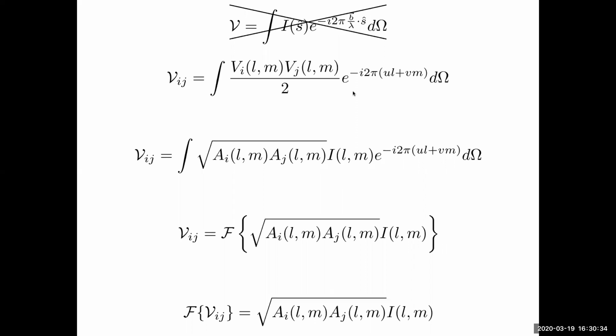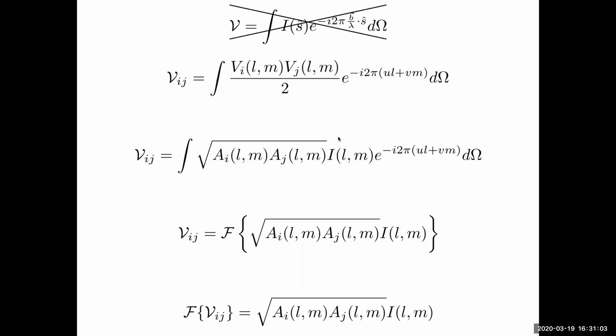I and J are telescopes, right? I and J are any pair of telescopes in your array. So previously it was 1 and 2 for the 2 element case. Now it's any pair. So the voltage from any antenna as a function of direction is this beam factor for each antenna times the actual intensity distribution.